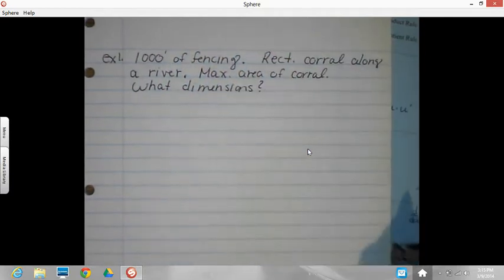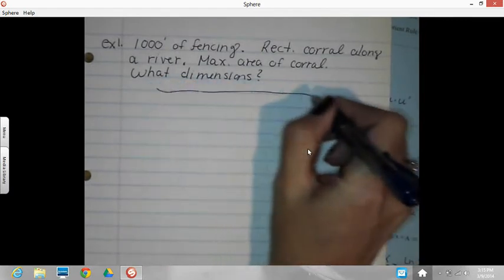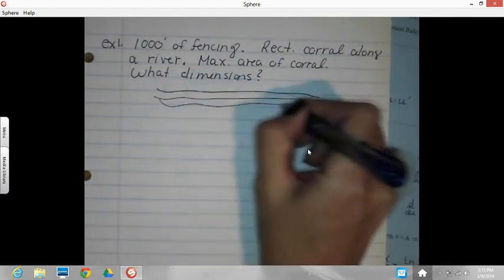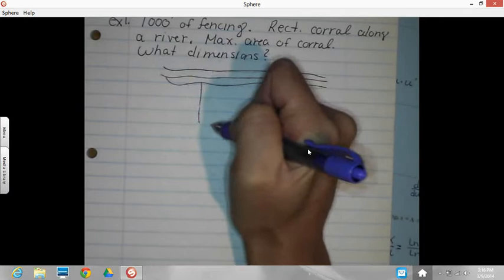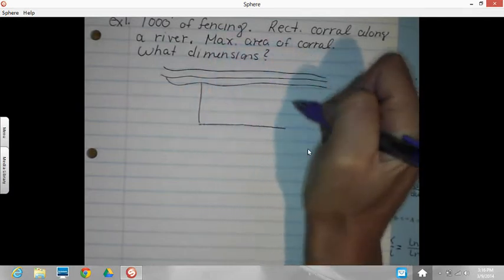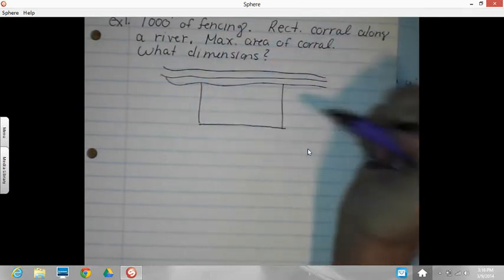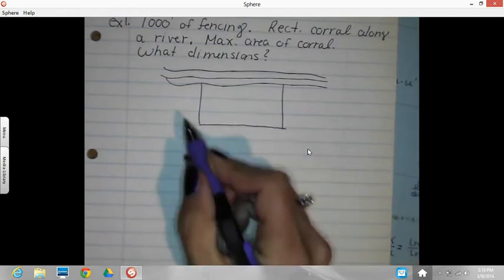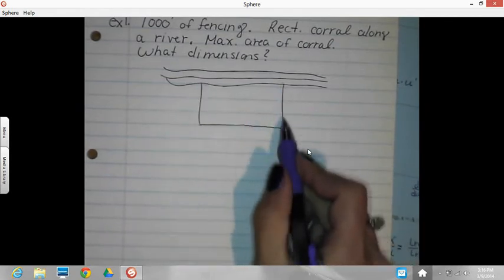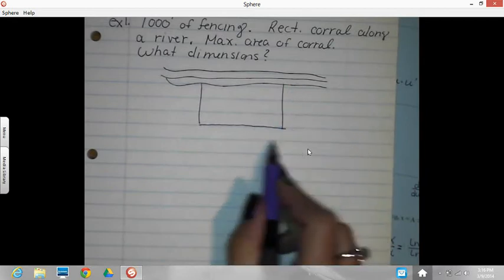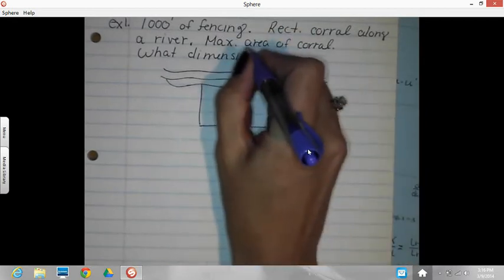Okay, so we've got our river flowing through here. There's my river. Draw a picture. I'm at the first step here. Draw a picture. So we've got a rectangular corral, with those three sides are where the fencing is going to use up. So we know that the sum of those three sides is going to be 1,000 feet. But my goal is to maximize the area.